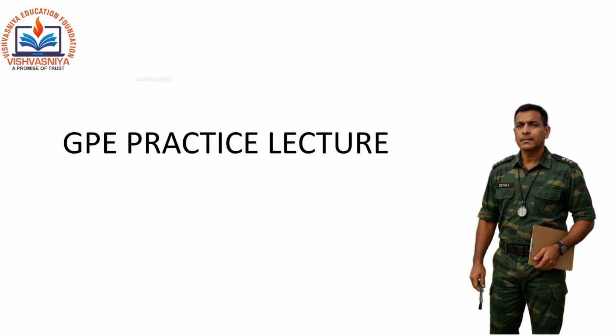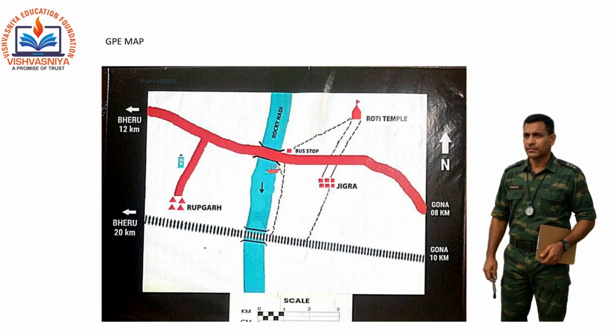So let's begin. Let's begin with the map. In GPE, the map is everything. Your plan, your timing, your route, every decision you take comes from here. So before jumping into the problem, take a calm minute to read the map carefully. Identify all the landmarks, note the river and the bridge, observe the roads, railway track, and distances. Use the scale to judge how far each point is and check the north direction to understand orientation. This habit builds clarity and reduces mistakes later.